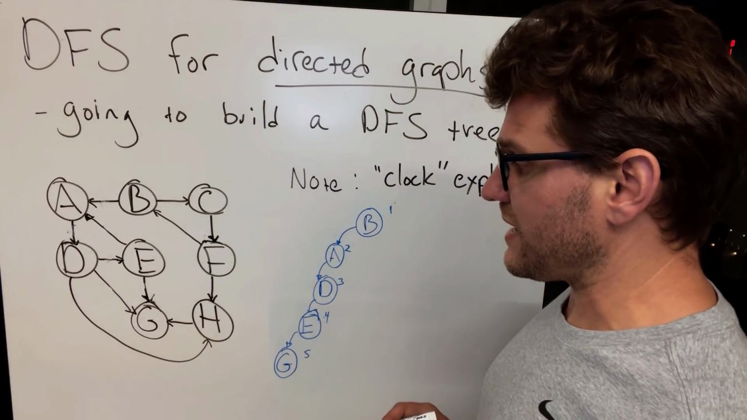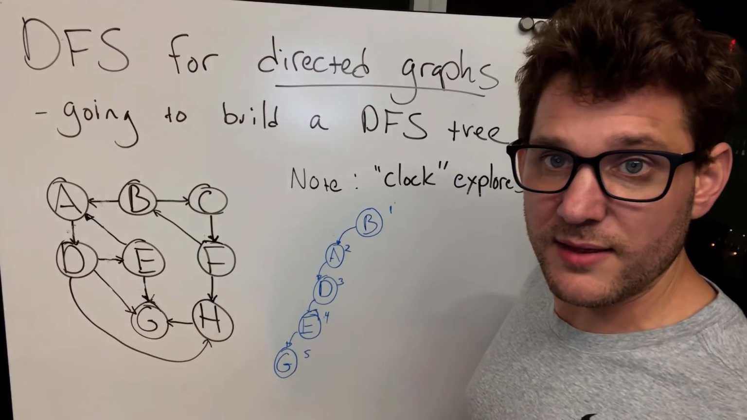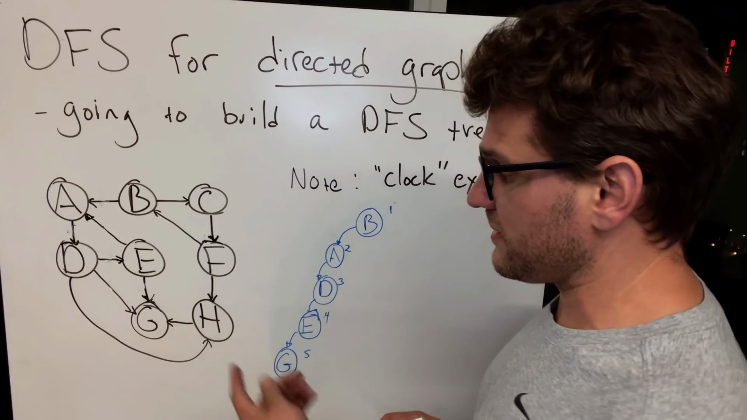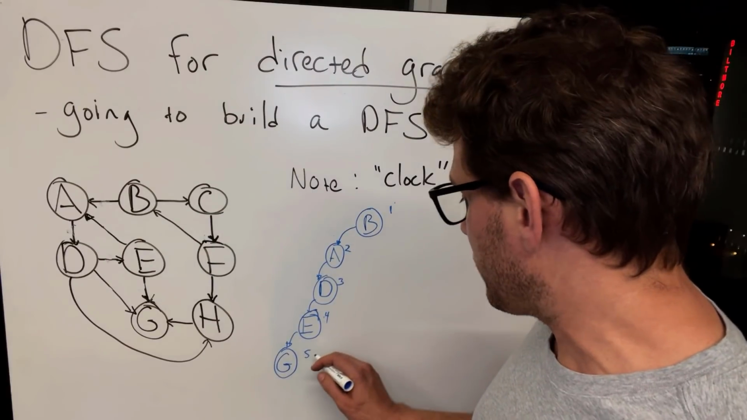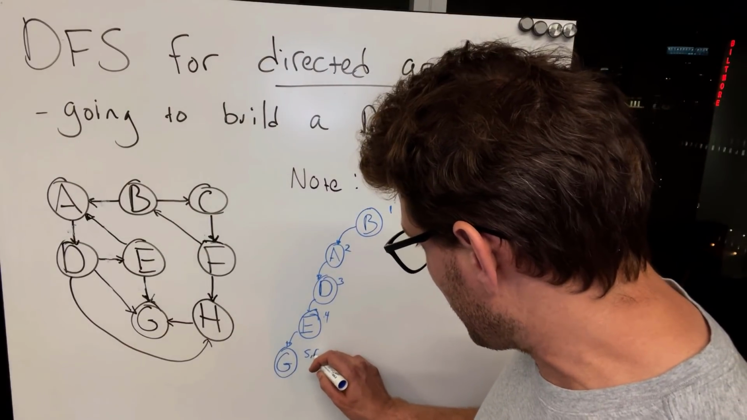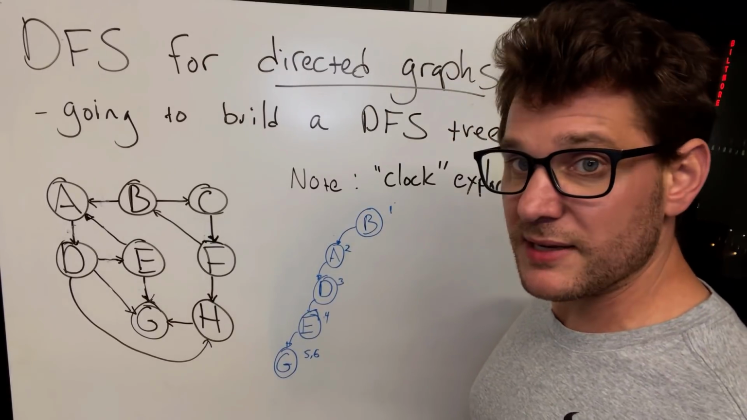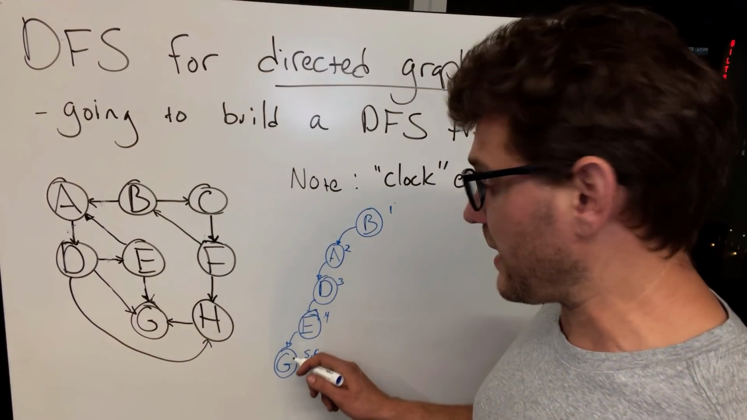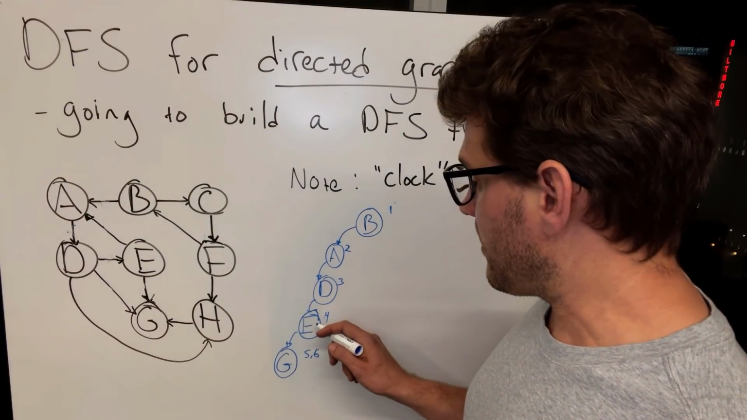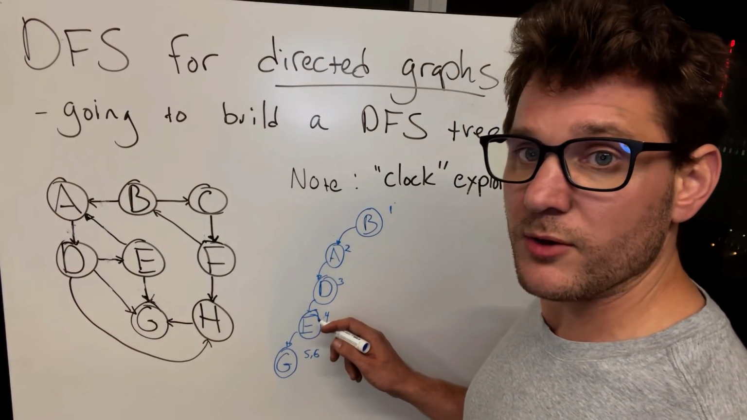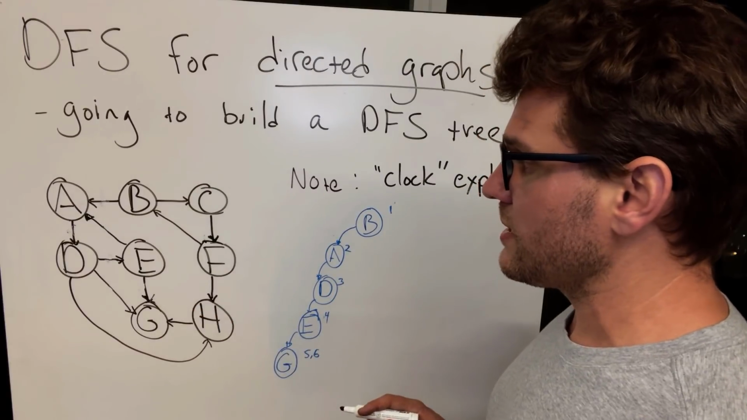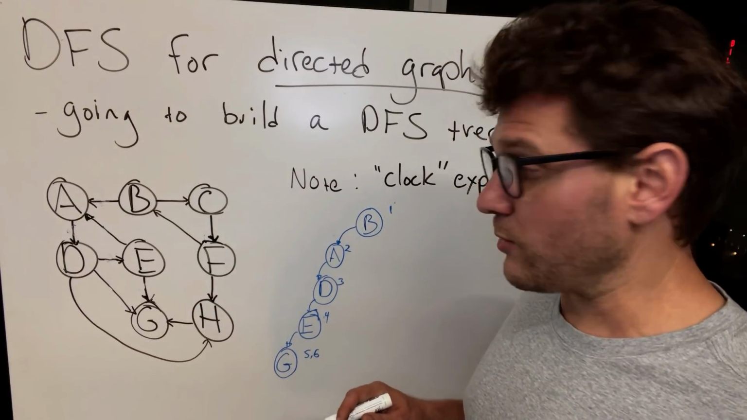Now we look at G's neighbors. G is actually not pointing to anything, so I have completed exploring G. Because I've finished exploring G, I can record the completion time with a 6 right here. I completed exploring node G at time 6, and what I do is hop back up my tree. I look at node E, and I try to continue to iterate through the neighbors of E. I already looked at node G. That wasn't the only neighbor of E.